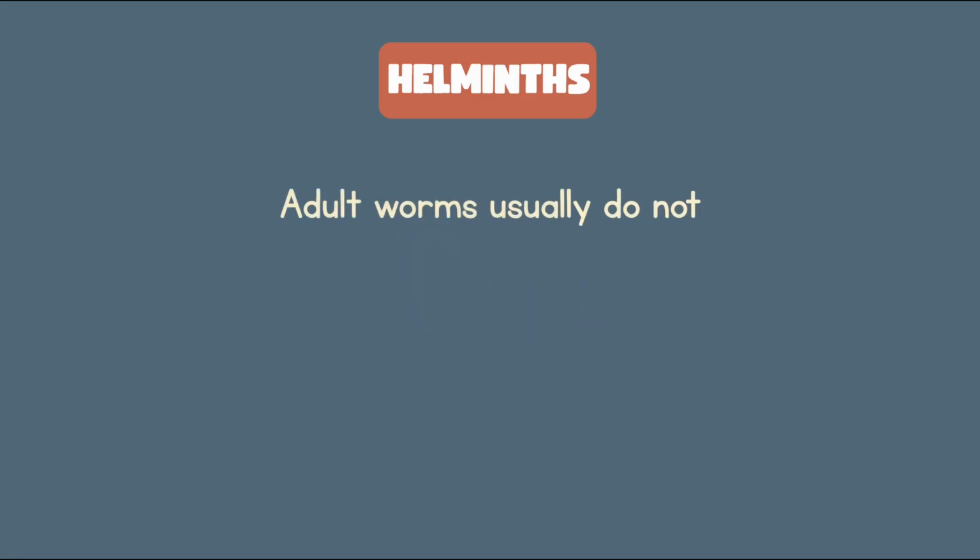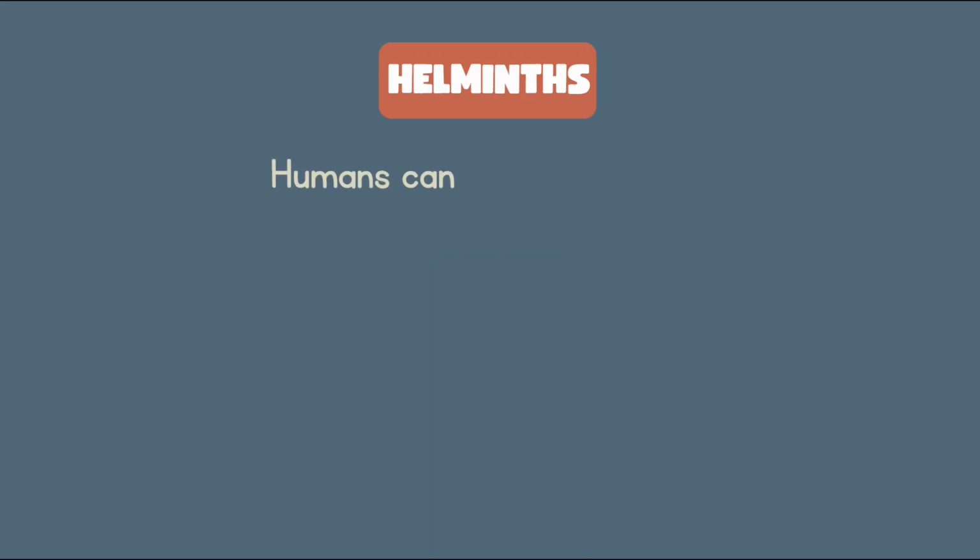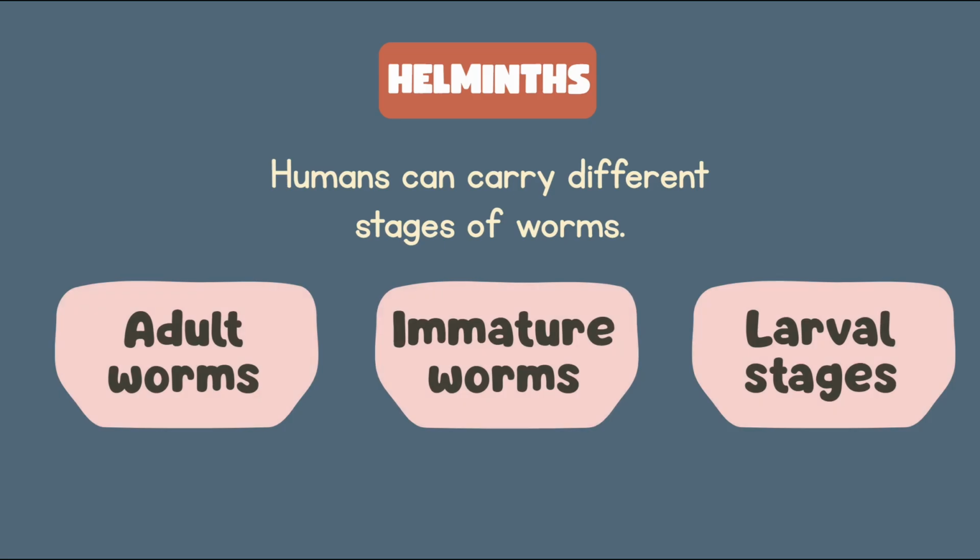A very important concept is that adult helminths do not multiply inside the human body. Instead, they live within the host, they produce eggs or larvae, and then these eggs or larvae exit the body, usually through stool. And that's why when we want to diagnose helminth diseases, we look at a stool sample and we're looking for eggs or larvae. Humans can carry different stages of worms, and those stages include adult worms, immature worms, or larval stages. And we call the form that enters the body the infective stage.